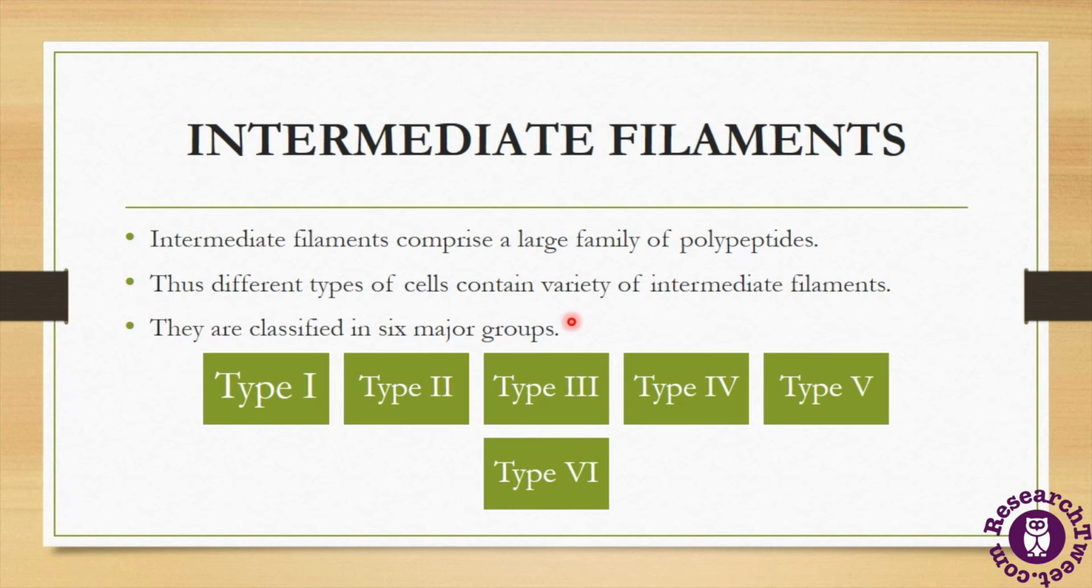Now different types of cells contain a variety of intermediate filaments, which means that different types of cells have different varieties of intermediate filaments. So they are classified into 6 major groups: type 1, type 2, type 3, type 4, type 5 and type 6 filaments.